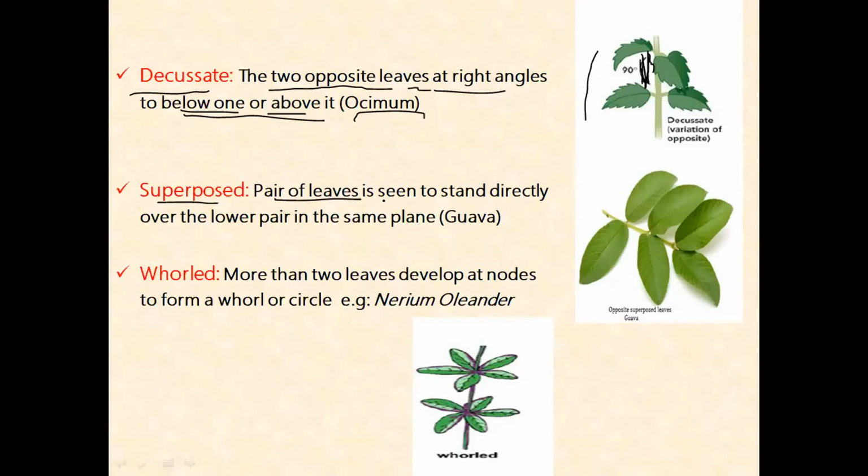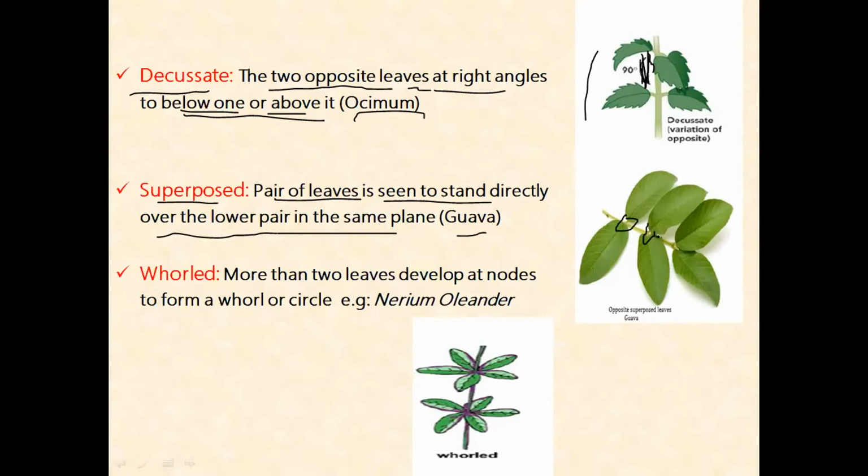Next one is superposed opposite. Here a pair of leaves is seen to stand directly over the lower pair in the same plane. For example, it occurs in guava. So here a pair of leaves stands directly over the lower pair of leaves. So you can see here, this is the lower pair of leaves and this is the upper.